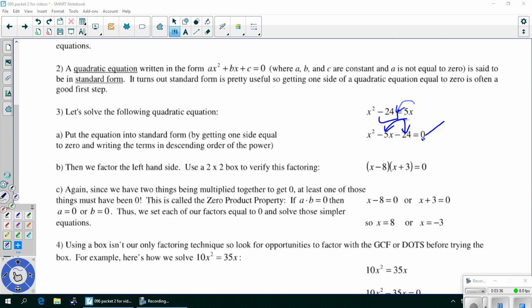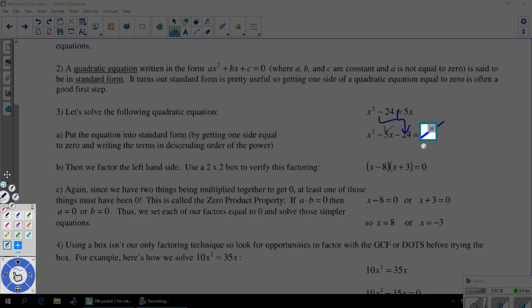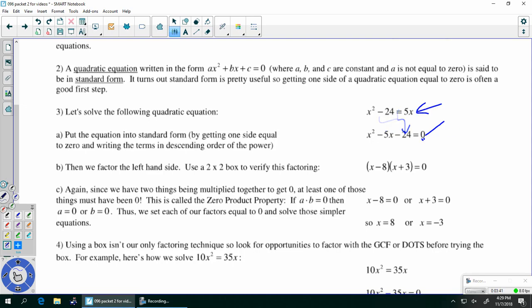Don't leave that 0 off. You start with an equation. Started with an equation right here. Every single one of the lines after it is going to be an equation, not an expression, an equation. Okay, so that's our standard form.